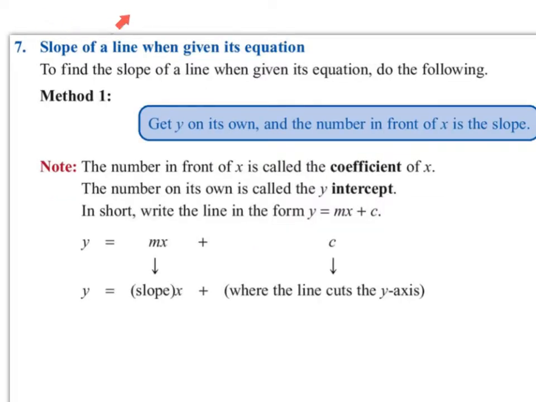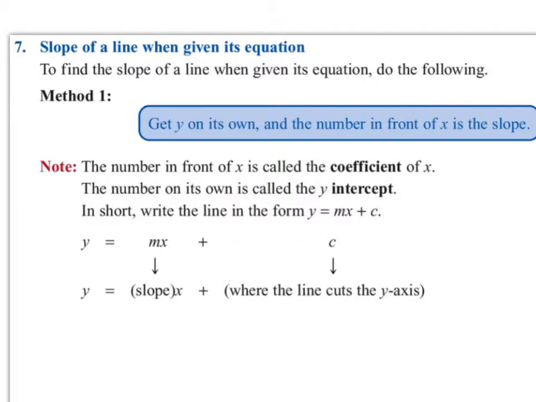7. Slope of a line when given its equation. To find the slope of a line when given its equation, do the following. Method 1. Get y on its own, and the number in front of the x is the slope. Note, the number in front of the x is called the coefficient of x. The number on its own is called the y-intercept. This is where the line cuts the y-axis. In short, write the line in the form y equals mx plus c, where the m stands for the slope and the c stands for the y-intercept, which is where the line cuts the y-axis.